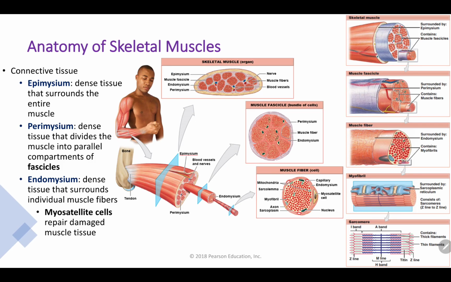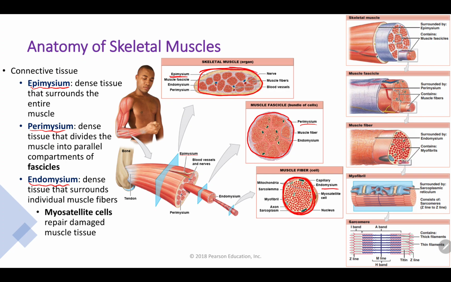Remember the different types of connective tissues that surround muscle, right? So we have the epimysium. The epimysium is going to be this layer of connective tissue that surrounds the entire muscle organ, right? Then we have the perimysium, and that's going to be a layer of connective tissue that will surround a muscle fascicle. And then you have the endomysium. The endomysium is going to be that layer of connective tissue that surrounds an individual muscle cell, okay?